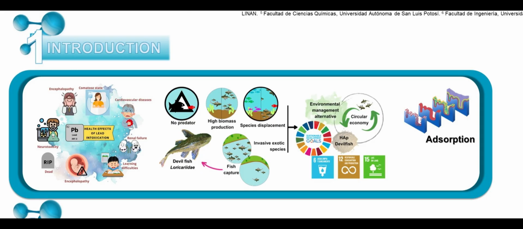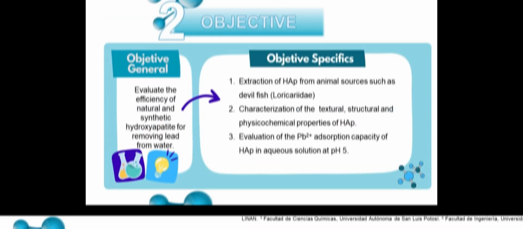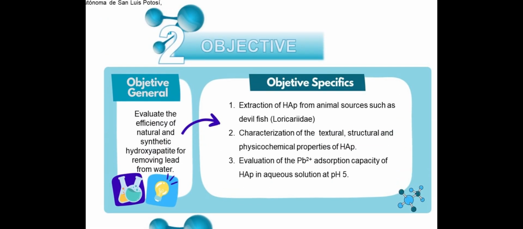Among them, adsorption is one of the most efficient and low-cost alternatives, and it can employ both organic materials, such as biomass or agricultural waste, and inorganic materials, for example, zeolites, clays, and metal oxides. Among inorganic adsorbents, hydroxyapatite, a calcium phosphate with high affinity for lead, stands out for its effectiveness.